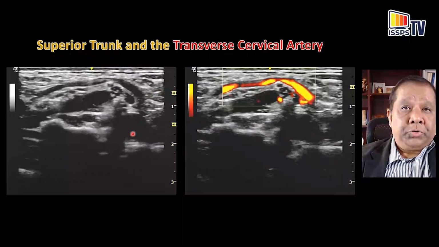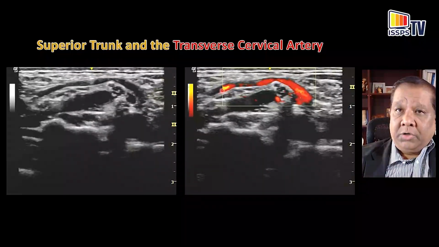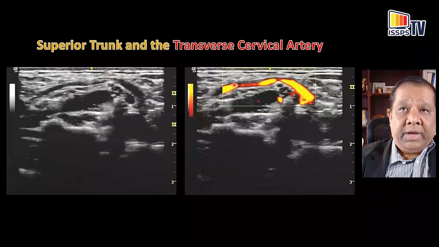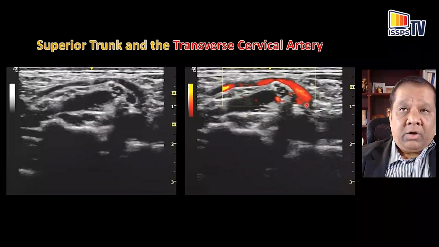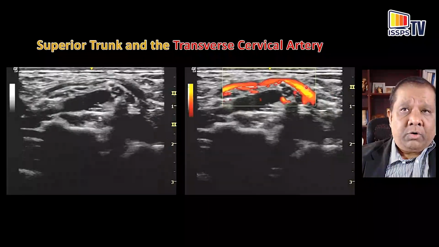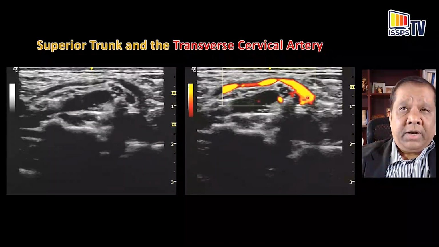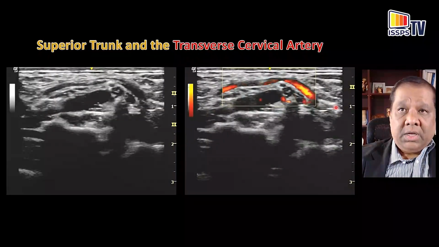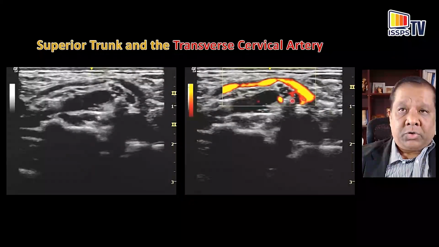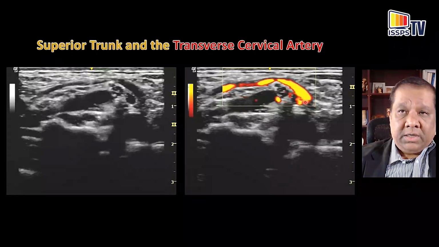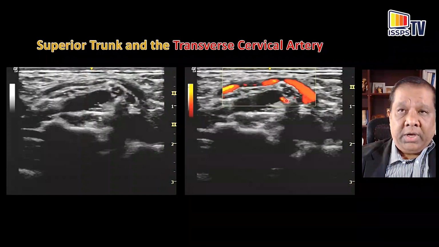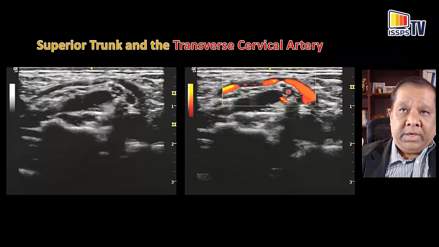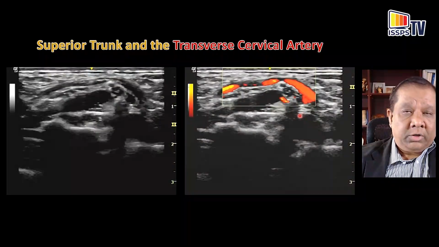It's also important to draw attention that the transverse cervical artery is very closely related to the superior trunk. It often crosses the interscalene groove anteriorly, lying on top of the scalenus anterior and the medius muscle. On certain occasions, it may also go through the interscalene groove between the superior trunk and the middle trunk.